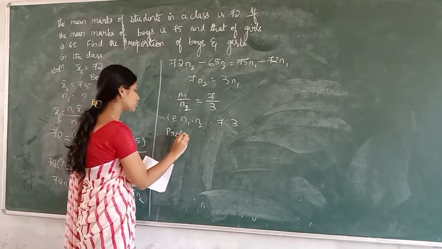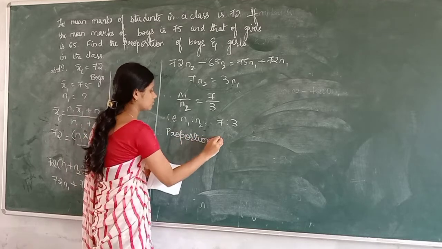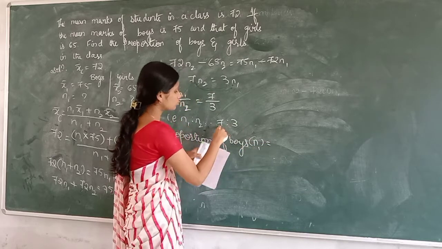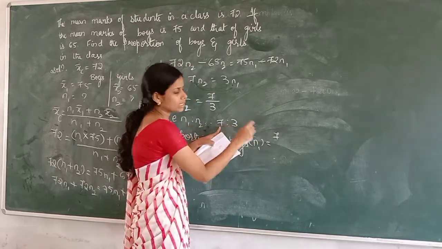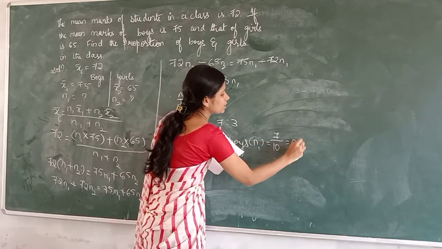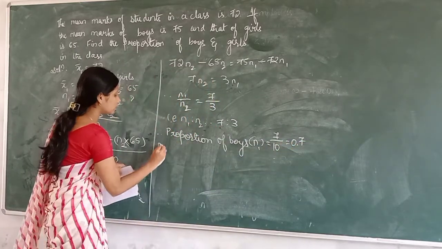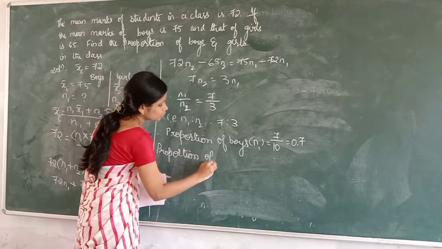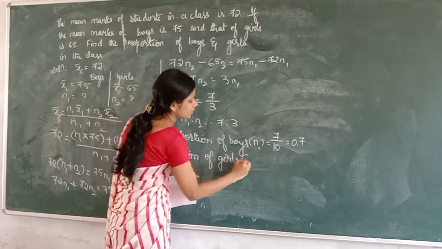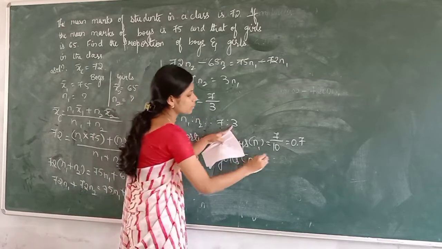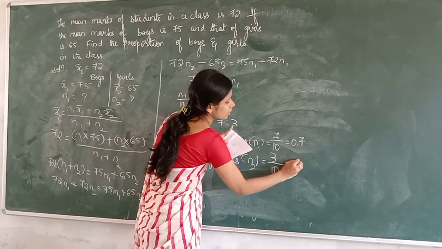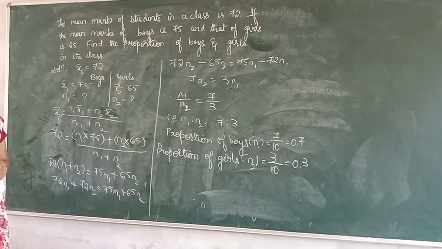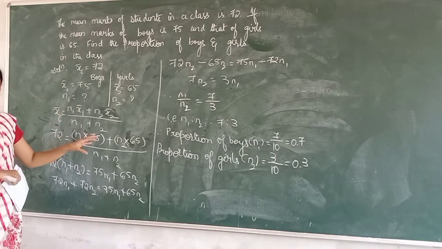So the proportion of boys, that is N1, is equal to 7. 7 plus 3 is 10. So 7 divided by 10 is equal to 0.7. Whereas the proportion of girls, that is N2, is 3 divided by 10, which is equal to 0.3. So like this we can find the proportion of boys and girls. This is how we have to solve it when proportion is asked.